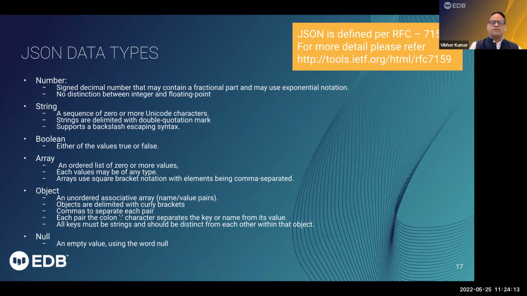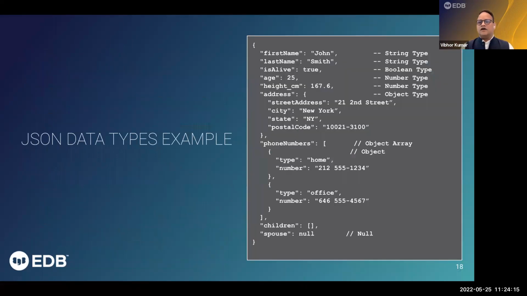All these data types are supported in the JSON format or the JSON data types which we have in Postgres, right? This is one simple example. It shows you exactly how the JSON data will look in Postgres, and this is the way you can store it inside Postgres.